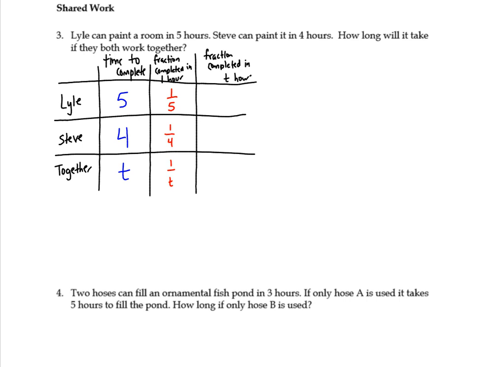So if I asked you what fraction did he complete in 2 hours, Lyle, what would your answer be? 2 over 5. Would you agree with that? Okay, if I asked how much fraction did he complete in 3 hours? 3 over 5. So if it's fraction completed in t hours, it would be t over 5. Steve, how much did he complete in t hours? T over 4. And together, t over t, which equals 1. They'd have it done in t hours together.